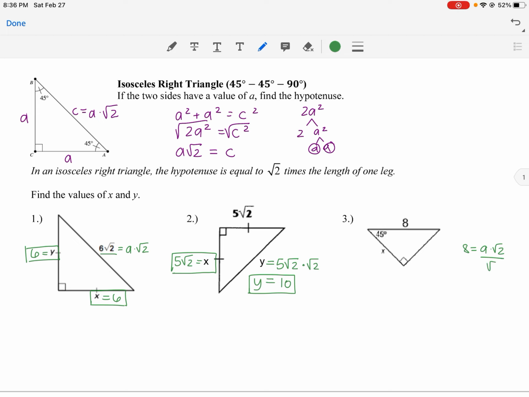So to get a all alone, we can divide by the square root of 2. So a equals 8 divided by the square root of 2. Yes, you can simplify that further. I will not make you though. So x is 8 divided by the square root of 2.